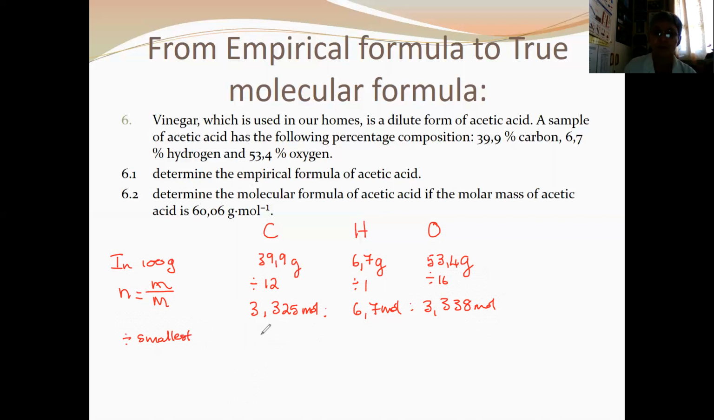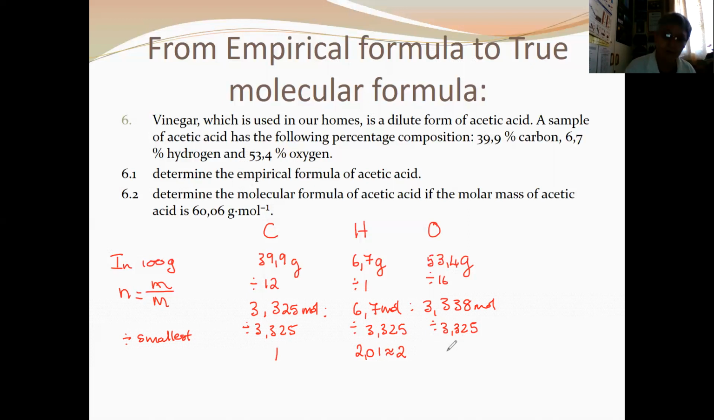So divide by the smallest, which is 3.325. Divide each of these moles by 3.325, and you get 1 here. You get very close to 2 here: 6.7 divided by 3.325 is 2.01, which we round to 2.